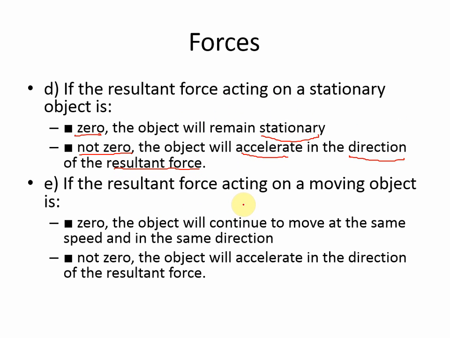If the resultant force is acting on a moving object and it's 0, it will continue to move at the same speed in the same direction. If it's not 0, again that causes it to accelerate, and that acceleration happens in the same direction as the resultant force. So if an object is going this way and the resultant force acts this way, the acceleration happens backwards. That means it's decelerating.